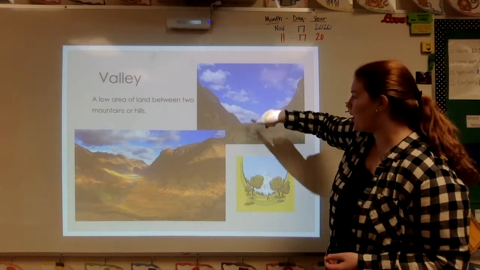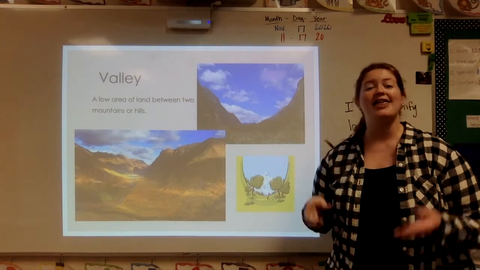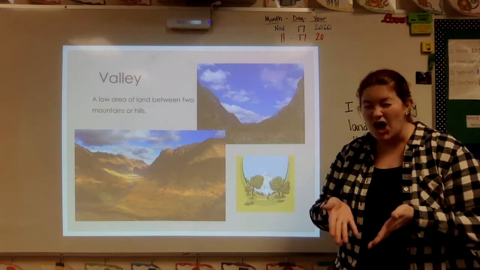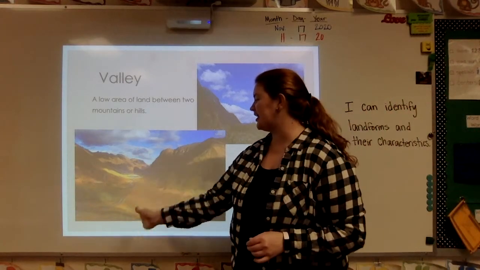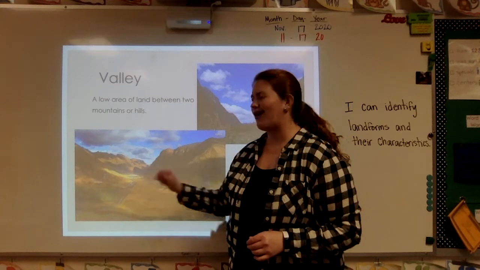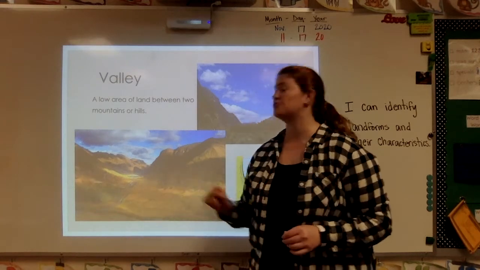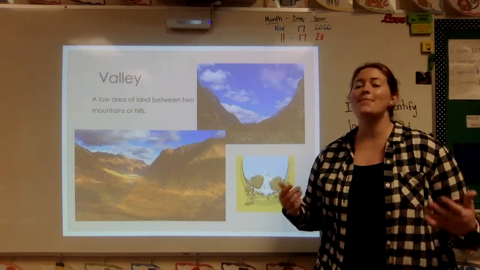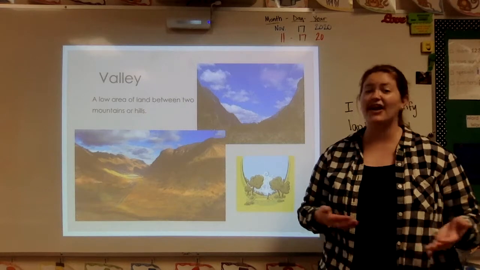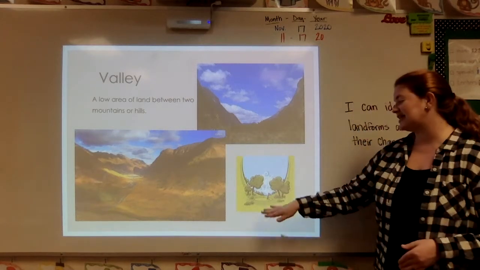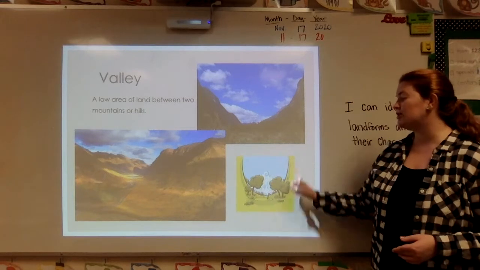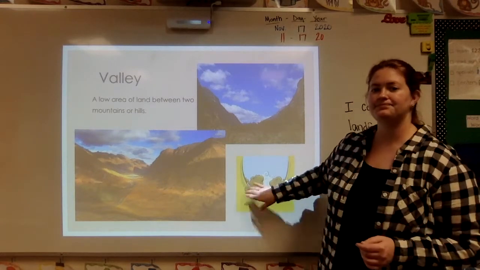This low part of the land right there, that's the valley. That's the low part in between two mountains or hills. I can see right here, there is a valley, and I also see a river or a stream. We're going to learn that most of the time a valley will have a river or a stream flowing through it. And here again is the low land between two hills or mountains.